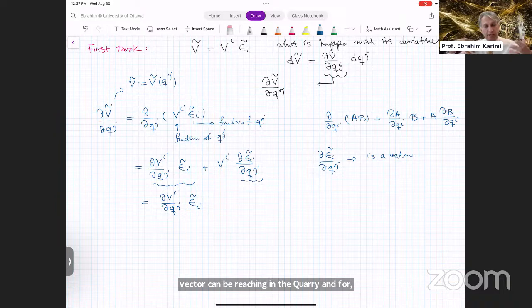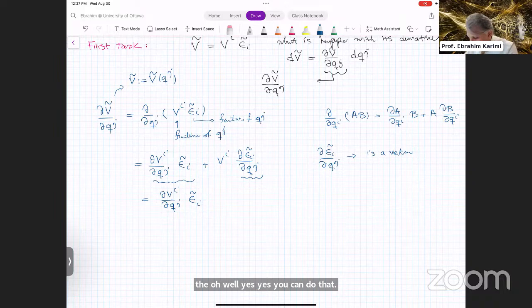Yes, you can do that. Good. So now the question is what happens with this term? This term is clear. The first term is wonderful. I have no problem. What is happening with the second term?